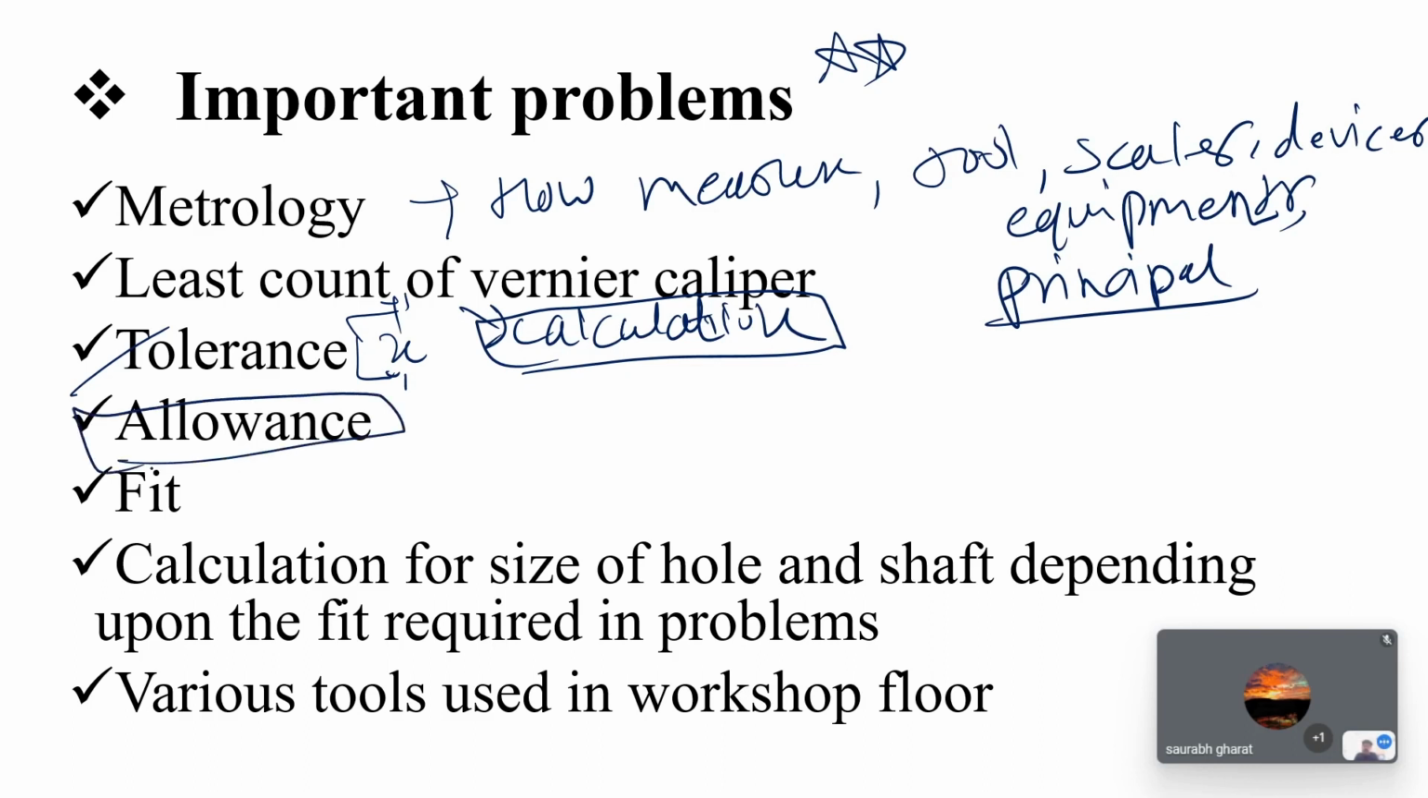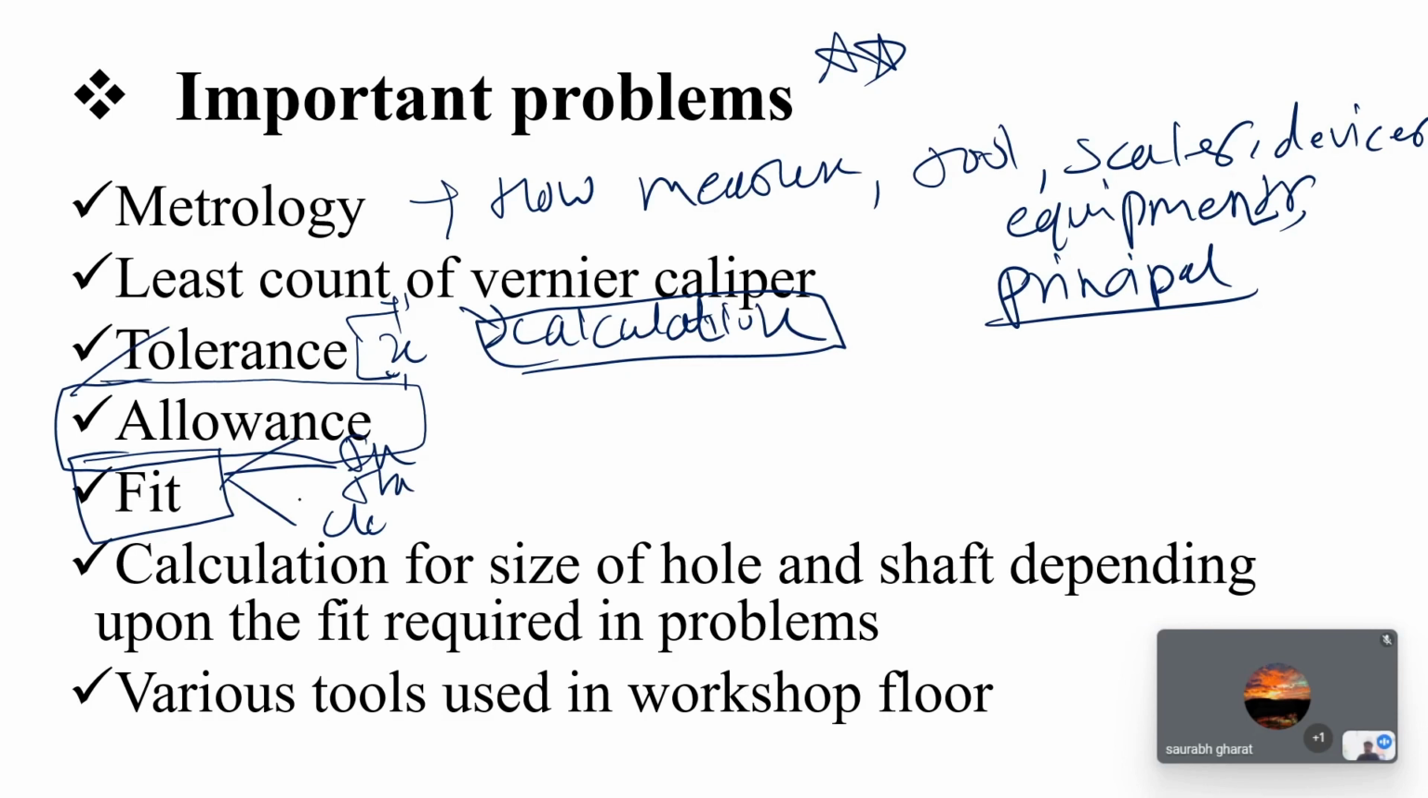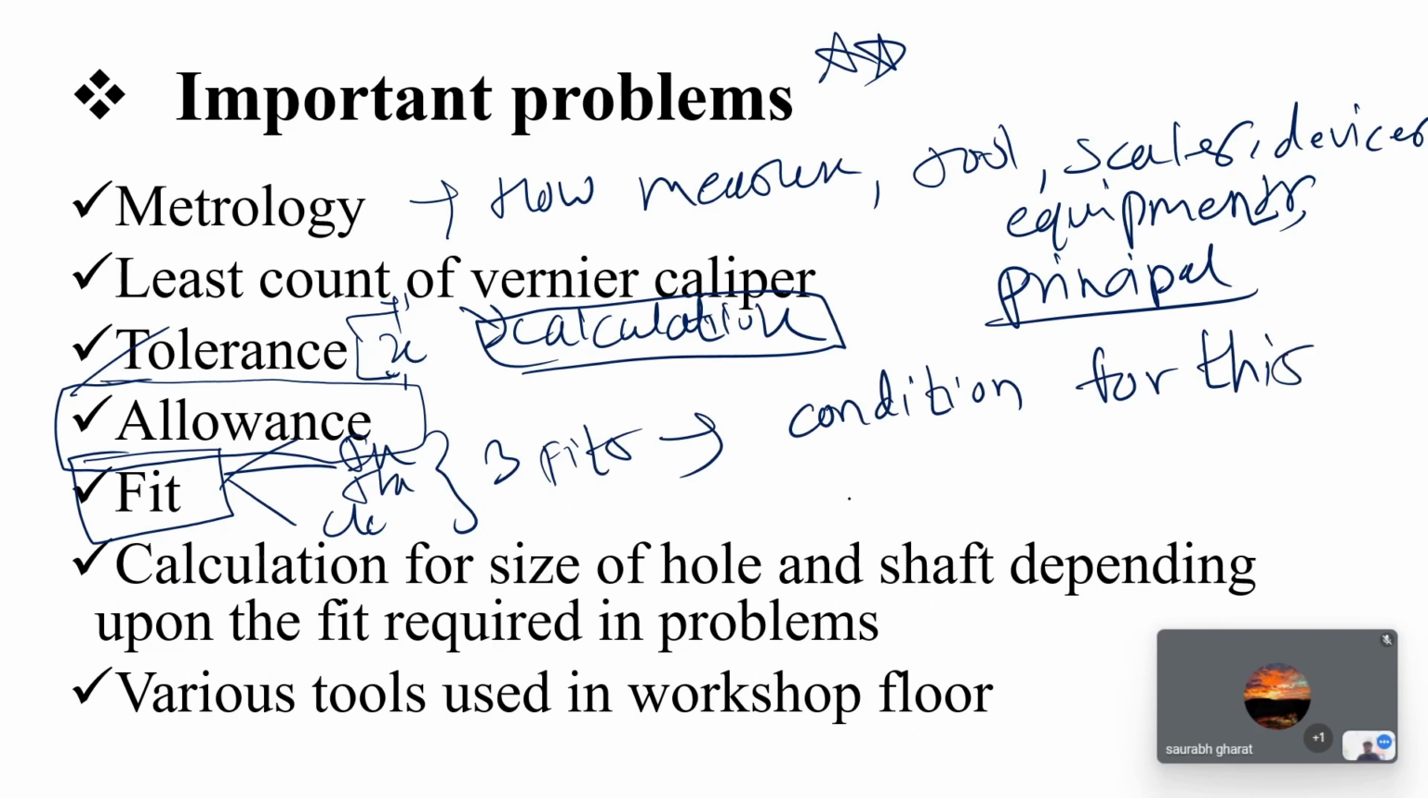Allowance for your clearances, and the fits you have. You should know the three fits: interference, clearance, and in the middle, transient. The clearance fit, the interference fit, and the conditions for these three fits are important. What are the conditions for these fits and the uses of these fits?